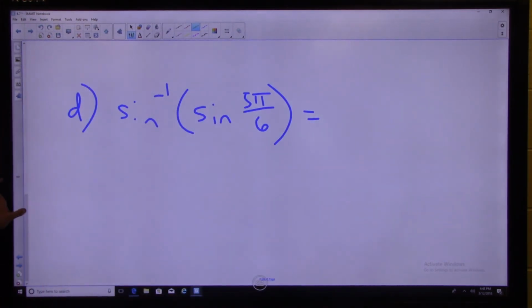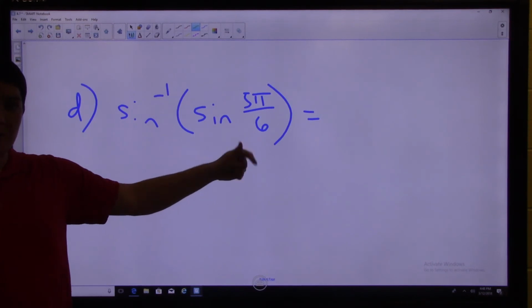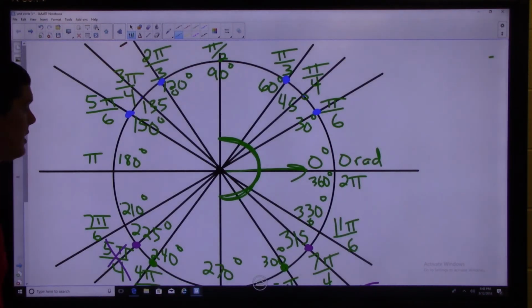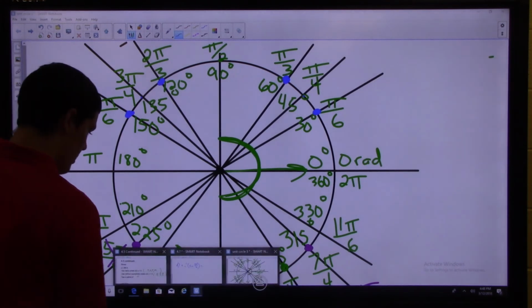Okay, this is a little bit harder because we have the inverse sine of sine of 5 pi over 6. So we've got to do two things here. The way I teach these is order of operations. Do what's inside parentheses first. So before you try to take the inverse sine of whatever that is, let's figure out whatever this is. Let's find the sine of 5 pi over 6. And this should be easy. So go to your unit circle. We've had plenty of practice with this. What is the sine of 5 pi over 6 right here? What is the y value at that point? The answer is 1/2.